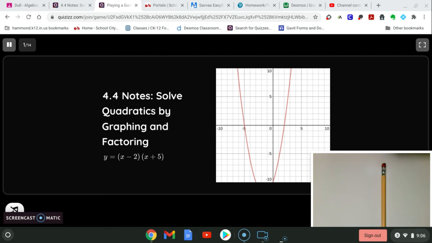Hi, Algebra 2. Let's go ahead and take a look at the notes for section 4.4. So you've got your notes handy, you've got something to write with. Go ahead and put a label down for your notes, 4.4, solving quadratics by graphing and factoring.